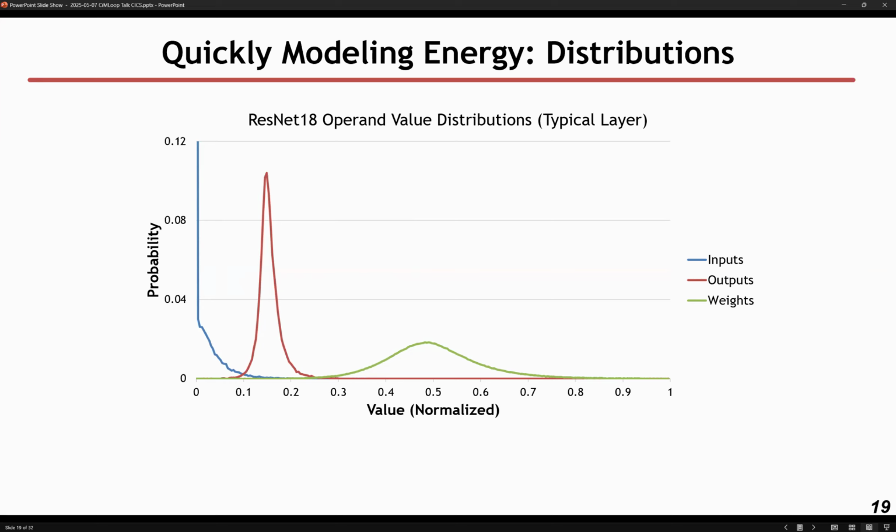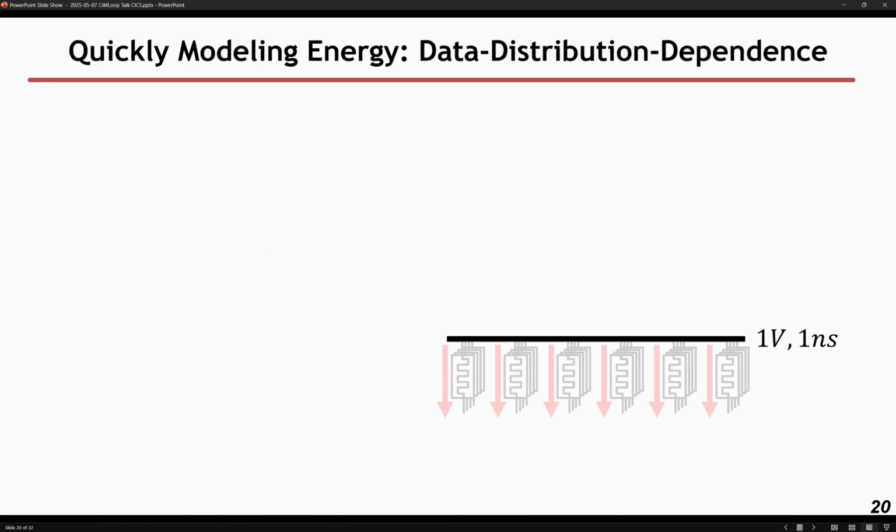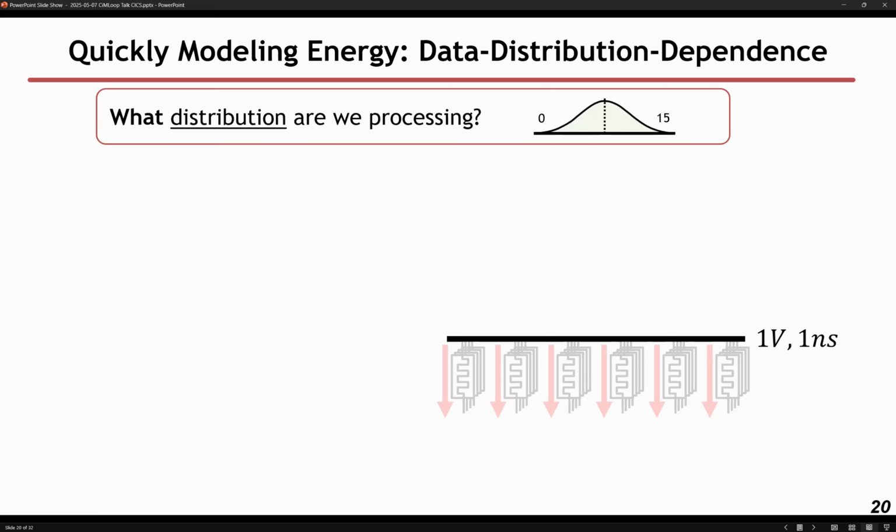How do we actually plug this into our component model? So let's say we have to model many, many devices, and we need to calculate the energy for all of them in aggregate. We'll answer our 3 questions, this time for the distribution. First, what distribution are we processing? We'll say it's just a normal distribution between 0 and 15, centered about halfway through the range.